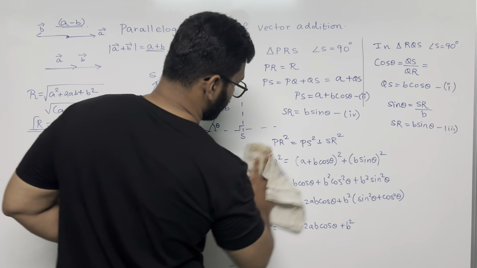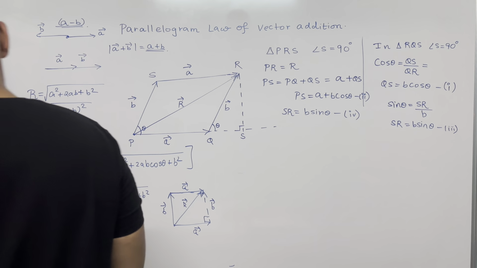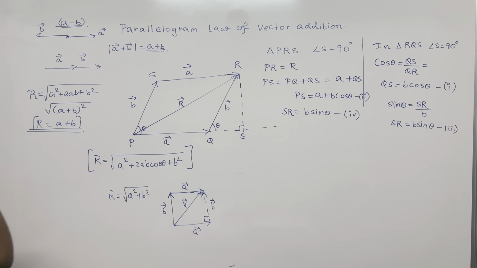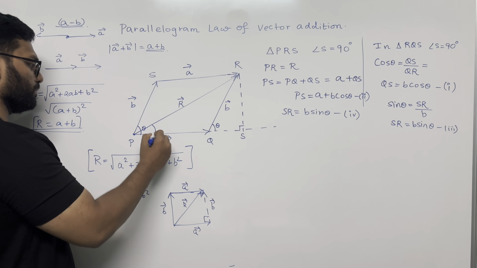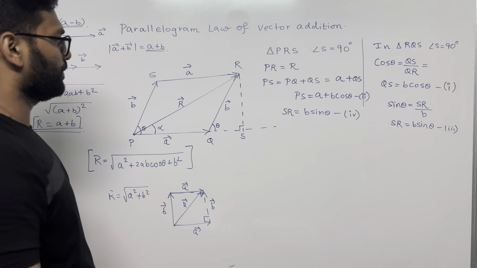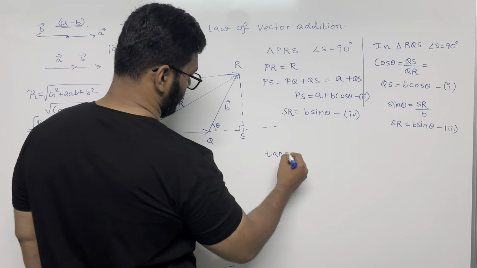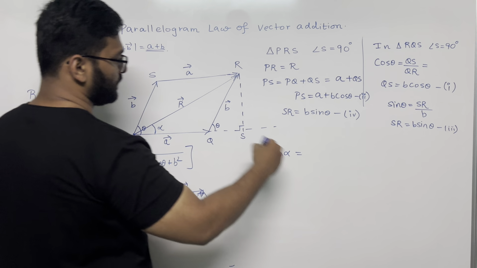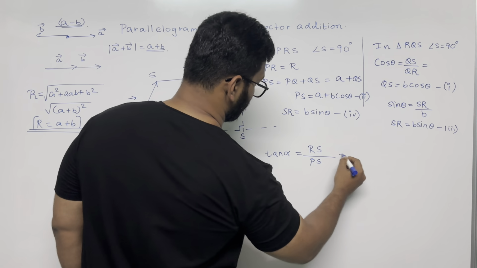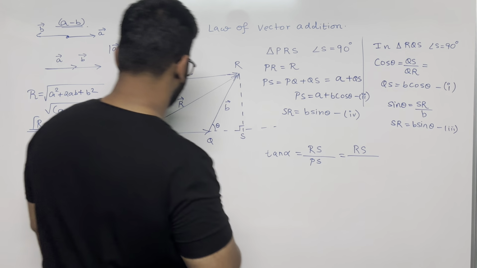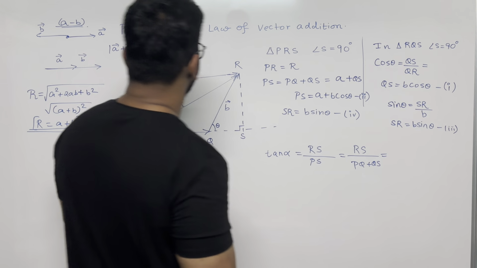I will erase this one. Yes, let's look at the direction. So what is the direction? You know that the direction of the resultant vector can be specified if I specify this angle alone. Let's say this is angle alpha, the angle that it makes with the positive axis. So from here I can see tan alpha is equal to RS, that is the opposite side, upon the adjacent side, which is PS, right? RS upon PS. Now PS can be written as PQ plus QS.